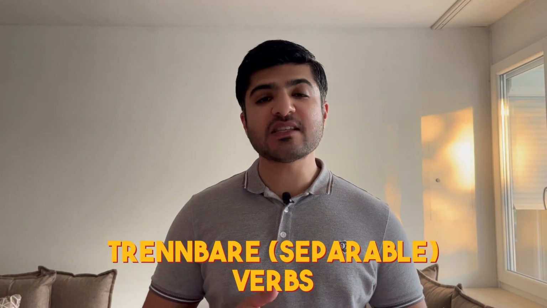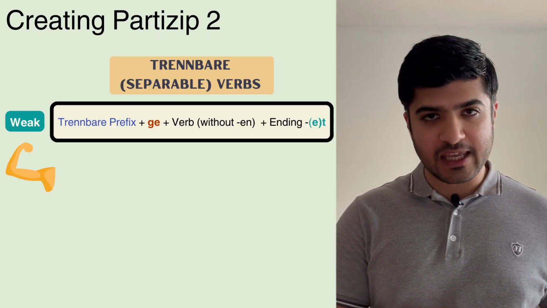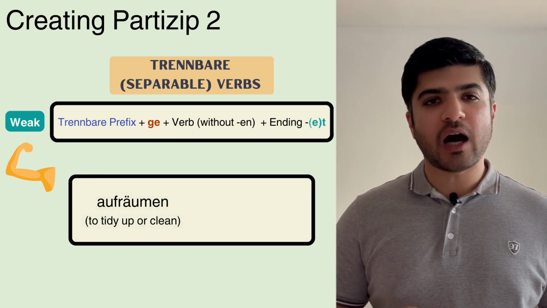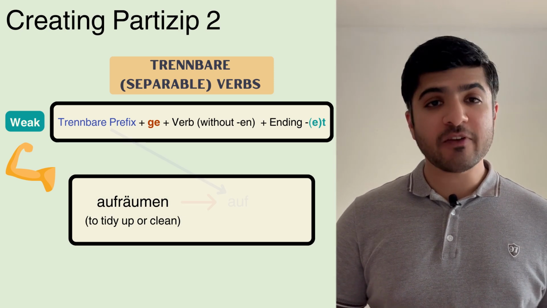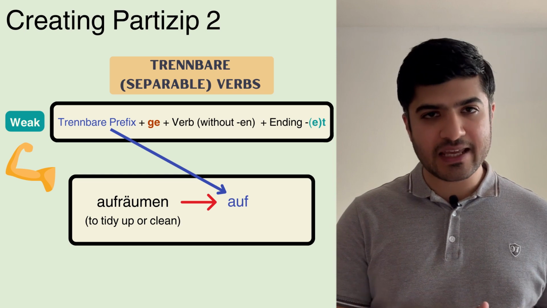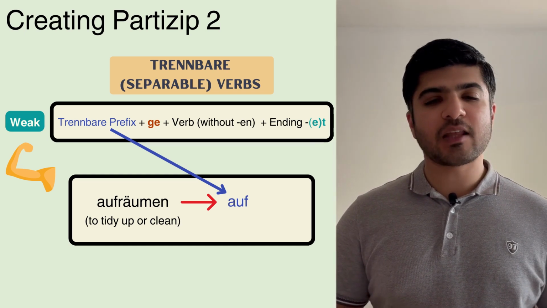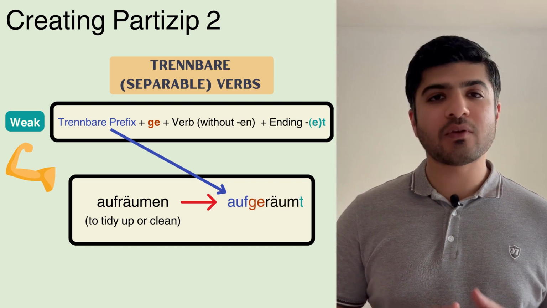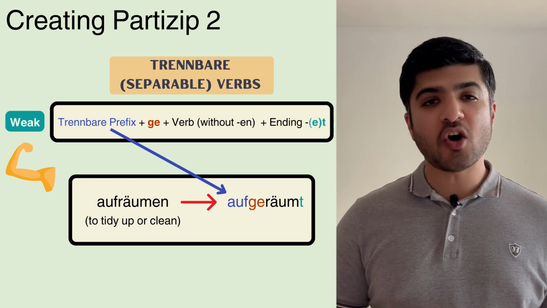The fourth case is trennbare verbs or separable verbs. In case of weak trennbare verbs, the prefix will remain the same and the suffix will change. Let's take the example of the verb aufräumen. When we convert this into the Partizip 2 form, the prefix auf will remain as it is, but the suffix räumen will be changed. Räumen will get the prefix ge, and we will remove en from the verb root and replace it with the ending t or et. So aufräumen becomes aufgeräumt.